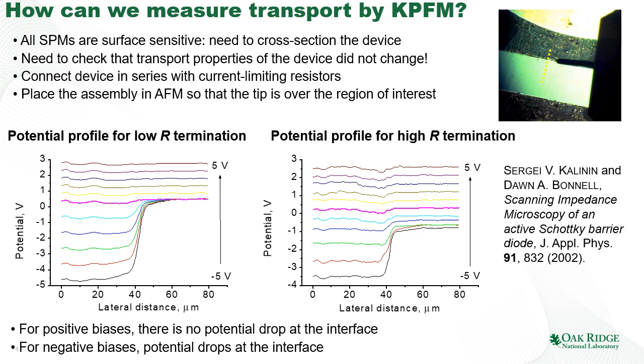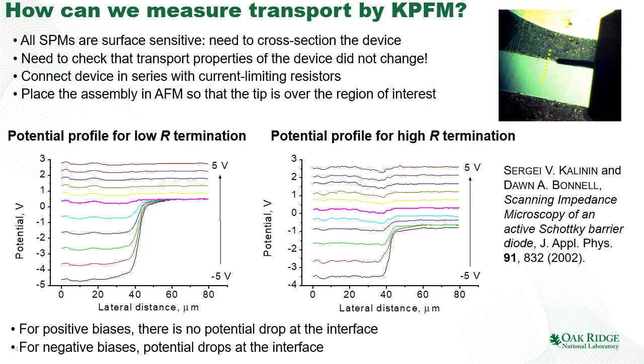Once you start to decrease the bias, so you go from 3 volts to 2 volts to 1 volt and so on, notice that the absolute value of potential in this case is about half of the applied bias, because I have a current termination resistor on the left and on the right. So the potential in the middle is exactly half of it. So if I apply 5 volts, I measure 2.5 volts. Then at about 0 voltage, the diode switches from the forward to the reverse bias regime, and I start to see the potential drop on the interface.